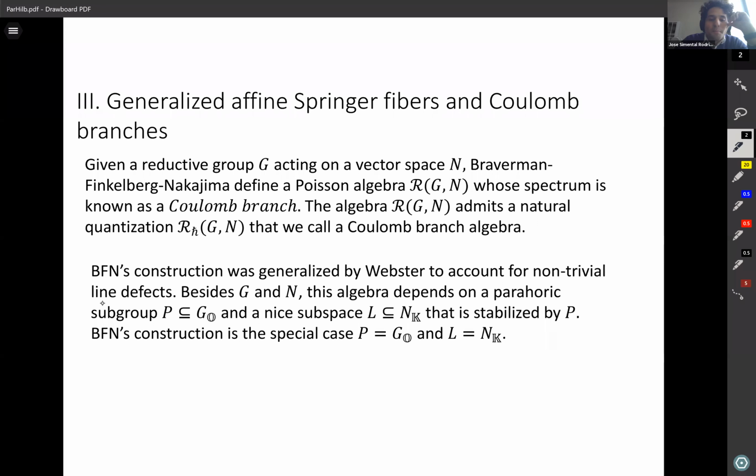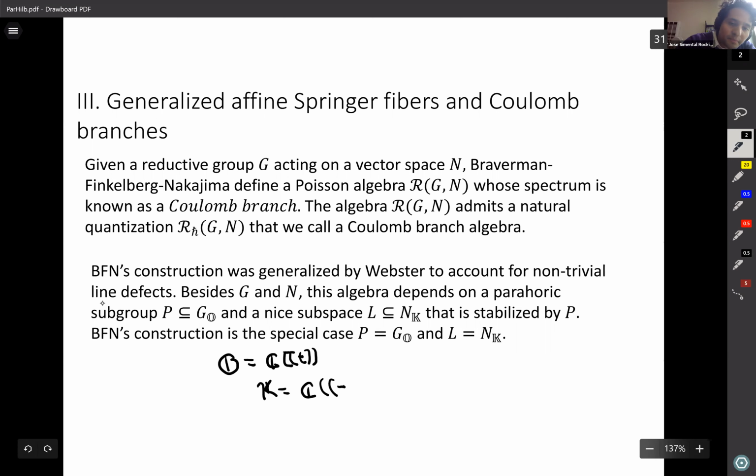What we do is, besides this data of G and N, I'm going to take a parahoric subgroup inside G(O). Let me just remind you here that O is formal power series in a variable T, and K is formal Laurent series in this variable T. And Webster's construction depends on choosing a parahoric subgroup and a subspace inside N(K) that is stabilized by P. This subspace has to be nice enough. I don't want to say what that means, but in the examples we have, this space is nice enough.